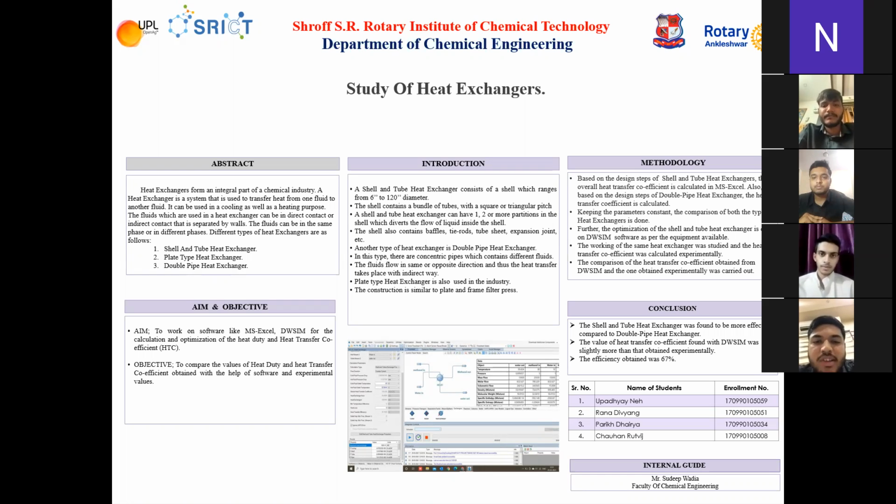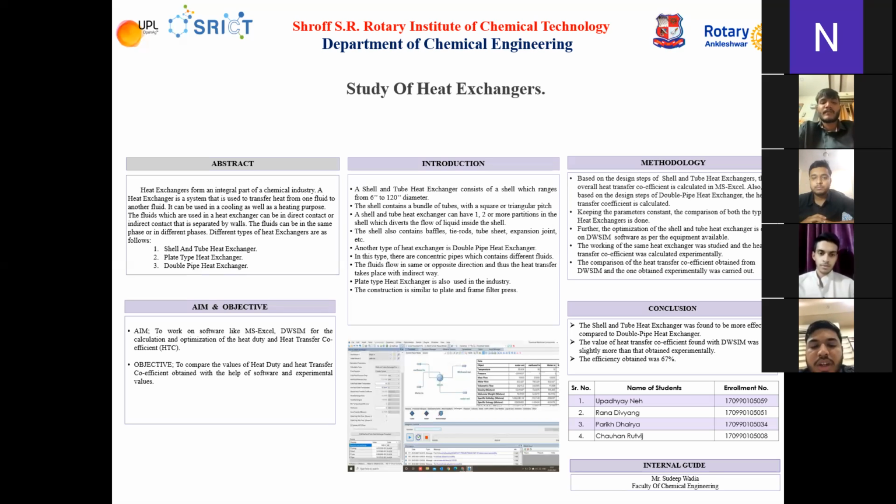The shell and tube heat exchanger consists of a shell which ranges in diameter from 6 inch to 120 inch. The shell consists of baffles and tubes with a square or triangular pitch. A shell and tube heat exchanger can have one pass, two pass, or more than two passes. In the shell, one liquid can flow, and in the tubes, the other liquid can flow. By the contact of the shell and tube, we can heat or cool our desired product. The shell also contains baffles, tie rods, tube sheet, expansion joint, etc.